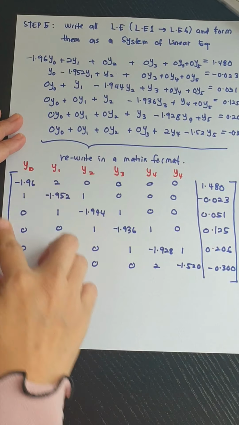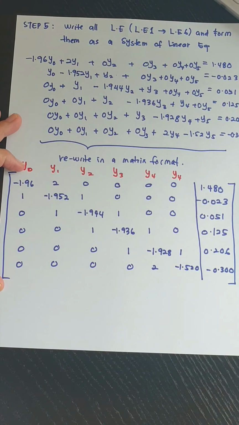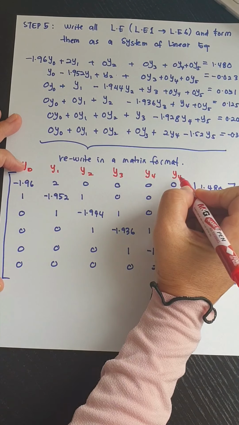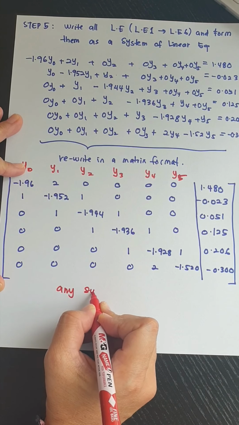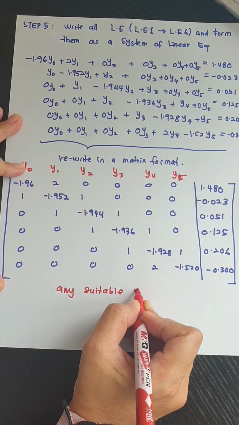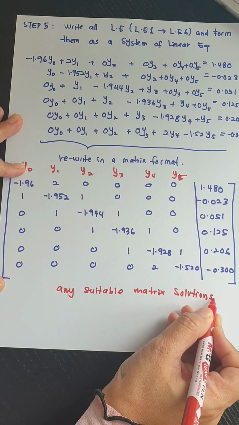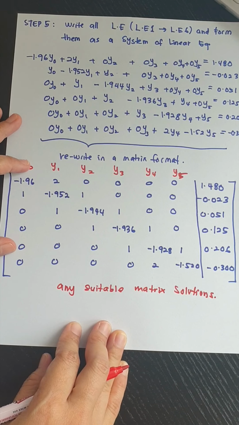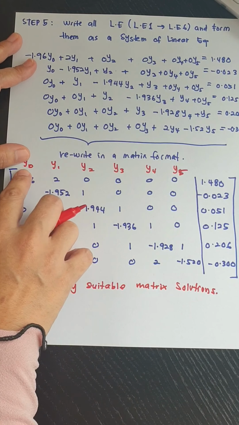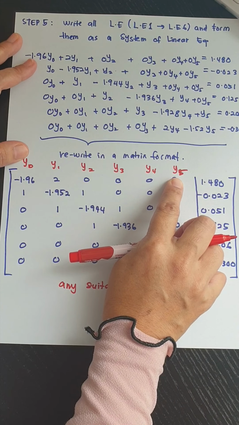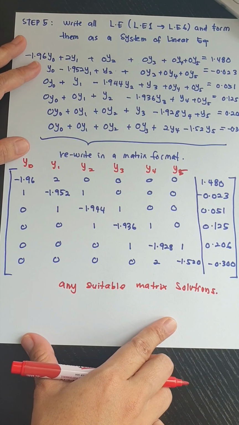Okay, so from here you have to find the value of y0 until y5. Sorry, this was an error, y0 until y5, using any suitable matrix solution. You can use any suitable matrix solution that you have learned in the previous chapter or the earlier chapter to find the value of y0 until y5. You can see the final answer for this example in my slide.